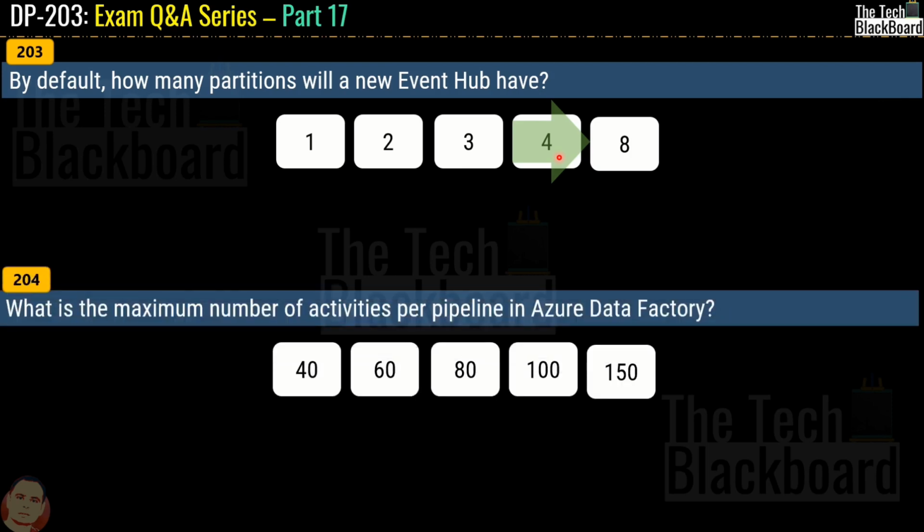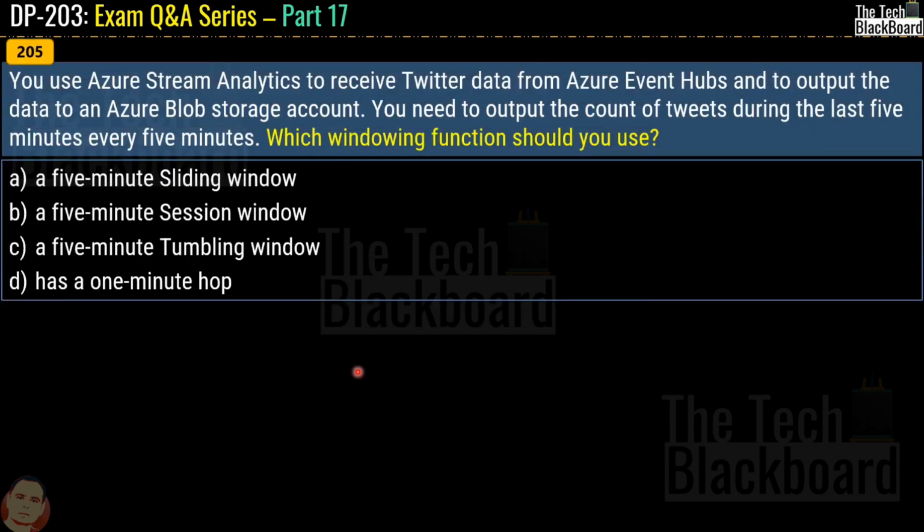Moving on with question number 204, the question says, what is the maximum number of activities per pipeline in Azure Data Factory? Your options are 40, 60, 80, 100 or 150. The correct answer for this question is 40. And now let's jump on to the next question, question number 205.